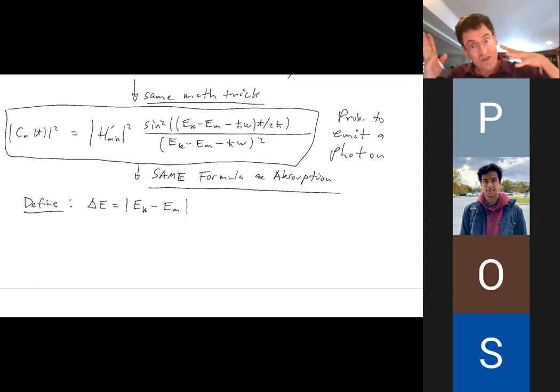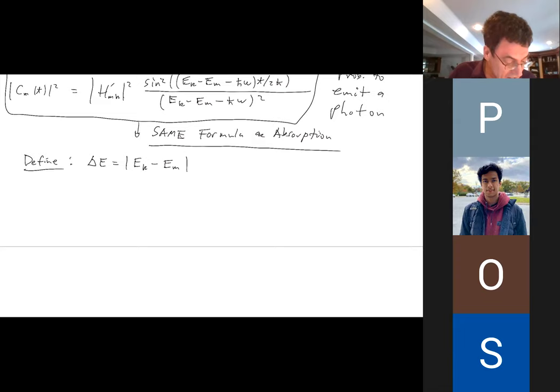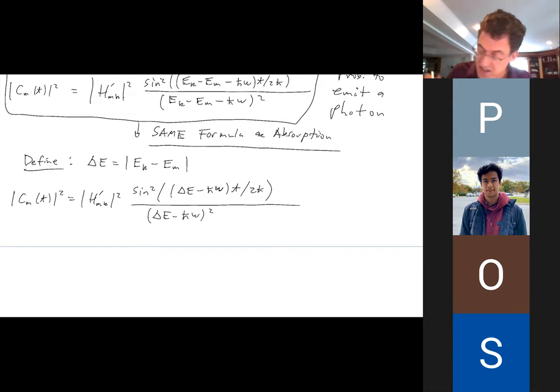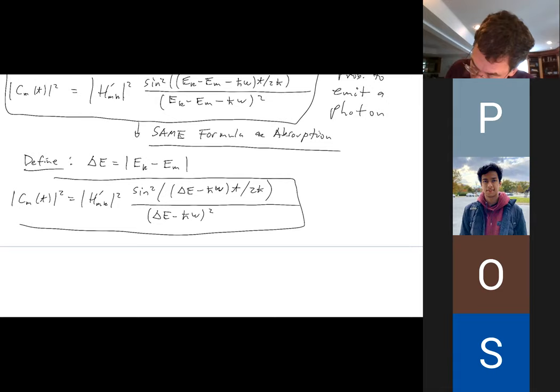And if I take the absolute magnitude, then I can see that both of the equations can be written. Essentially, I can say that the probability to have either emission or absorption is equal to this matrix element squared times sine squared of (delta E minus h bar omega) times t over 2h bar, over (delta E minus h bar omega) squared. And this is a very nice way of writing it, because now you can see that nature prefers resonant processes.